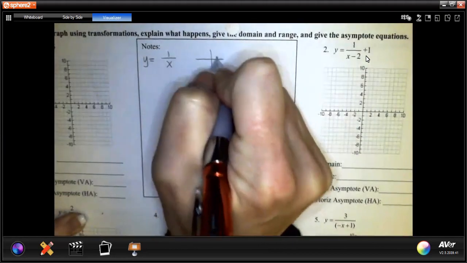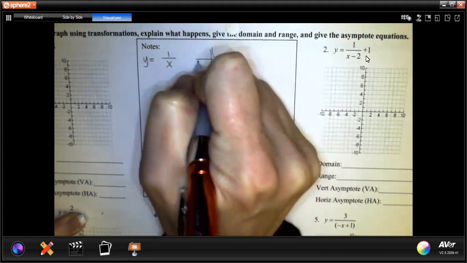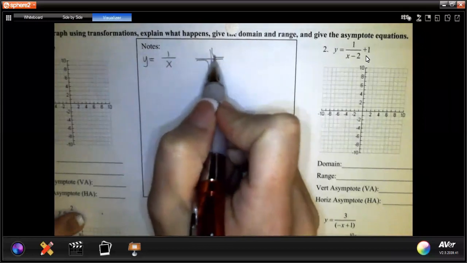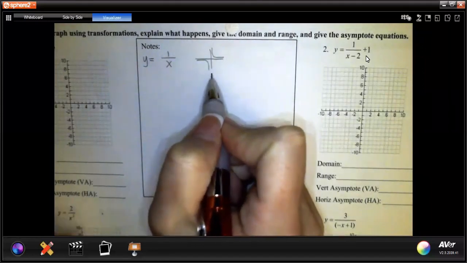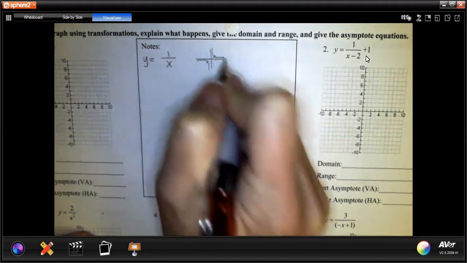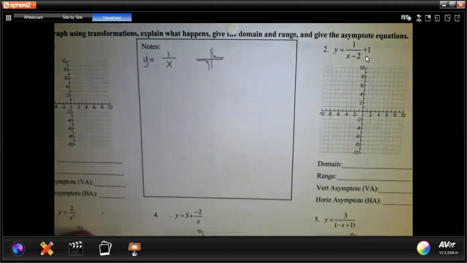That graph had two pieces, one in the first quadrant, one in the third quadrant, look like this. It had a horizontal asymptote and a vertical asymptote here, and it had the points at -1, -1, and 1, 1. Those are really the key points that we're going to use with transformations, so it's important to know those.